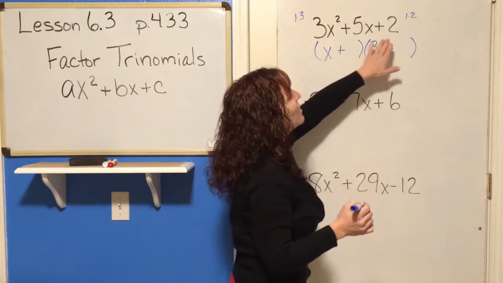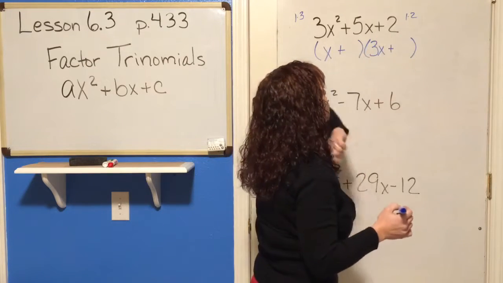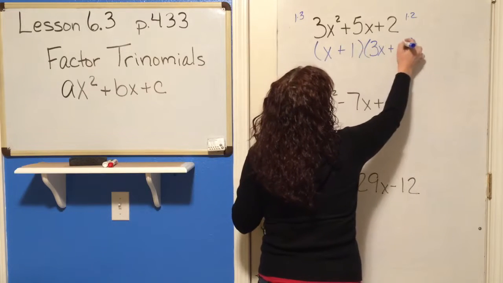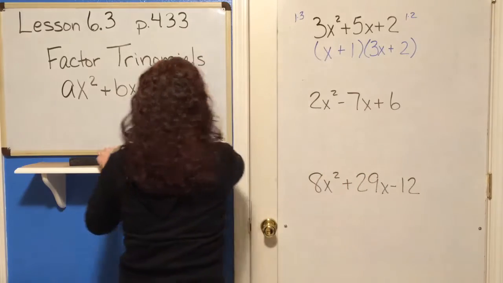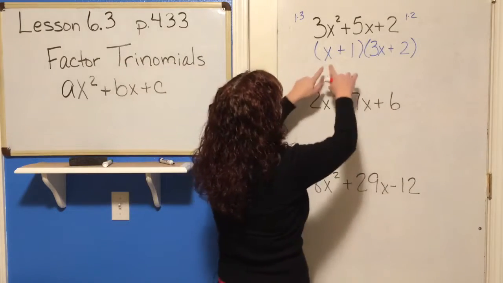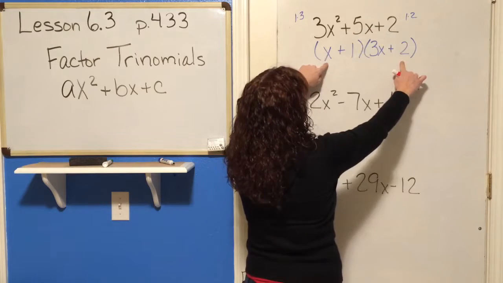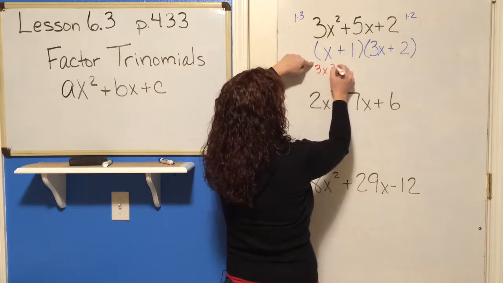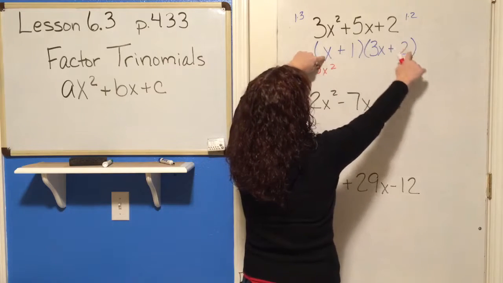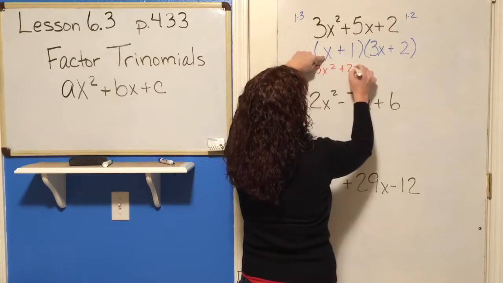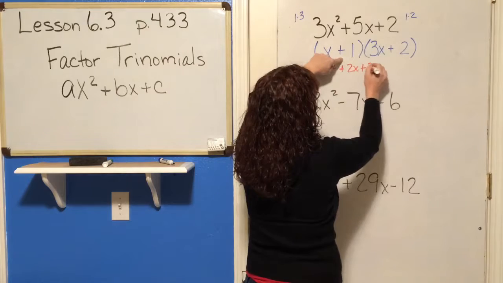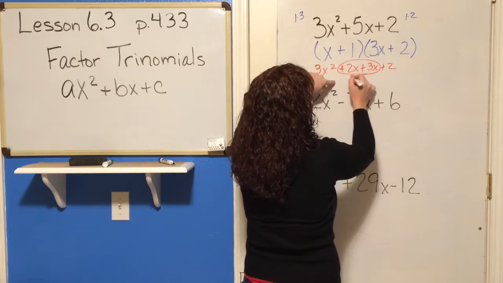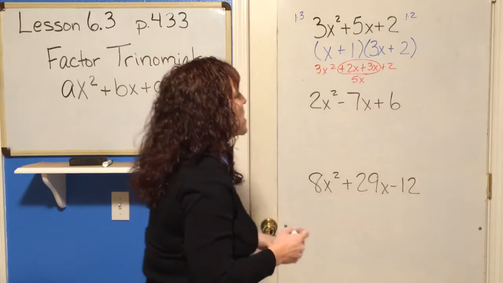So to get our 2, we just have to have a 1 and a 2. Maybe we want to put in 1 and 2 here. Then we check the outsides and insides. x times 3x is 3x squared. That's our first term. 2 times x is plus 2x. 1 times 3x is plus 3x. And 1 times 2 is plus 2. We combine these and we get 5x. And looky there, I was fortunate enough to get the right answer.